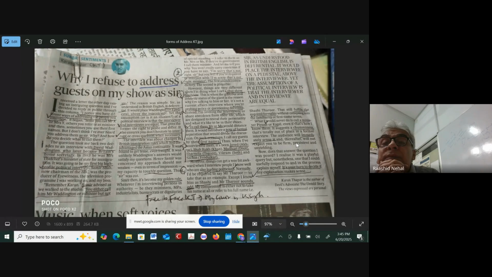Yet the assumption of a political interview is that the interviewer and the interviewee are equal. एक rank relationship भी है यहाँ पर, right? So Thapar says, Karan Thapar, right, that I received a letter the other day raising an intriguing question, and I have decided to reply in public through this column. I notice you have different ways of addressing the people you interview.